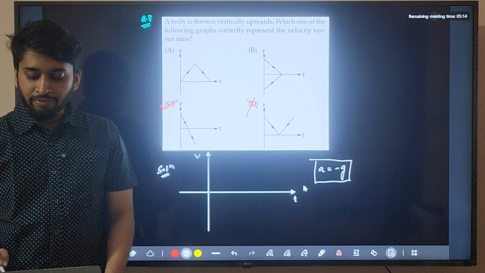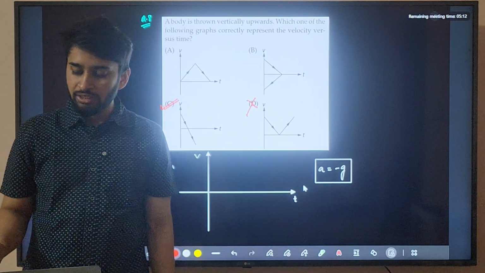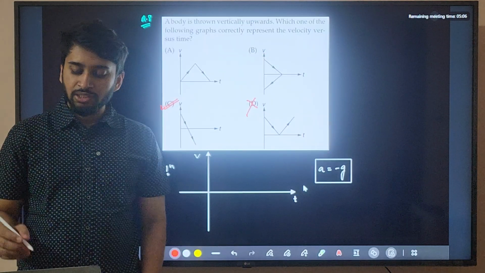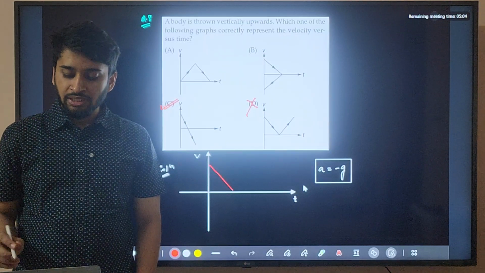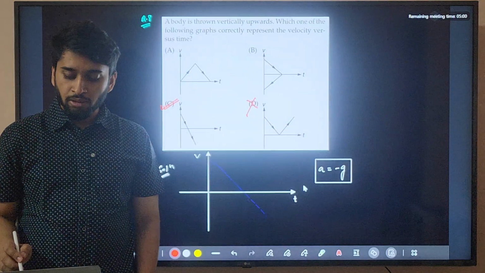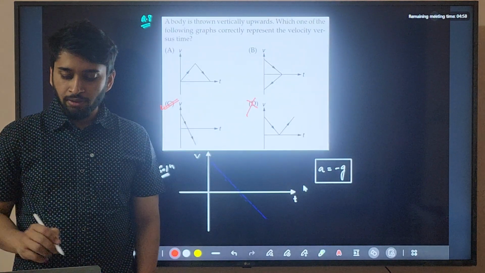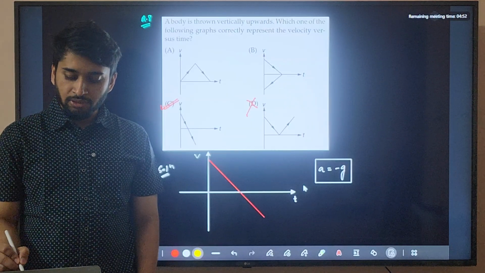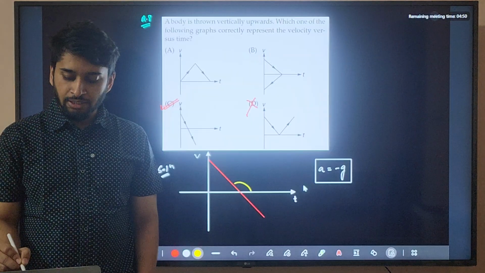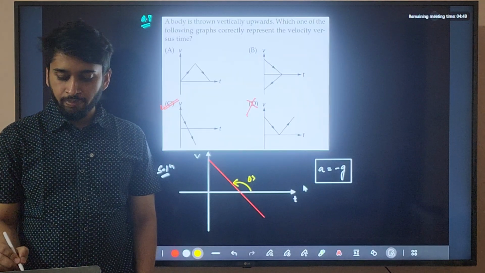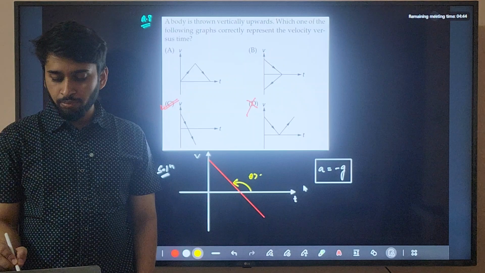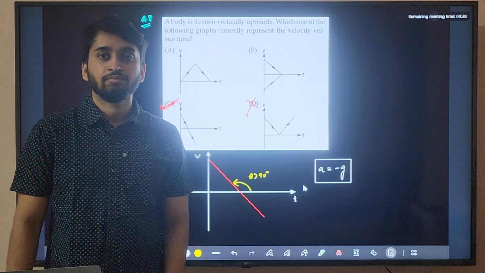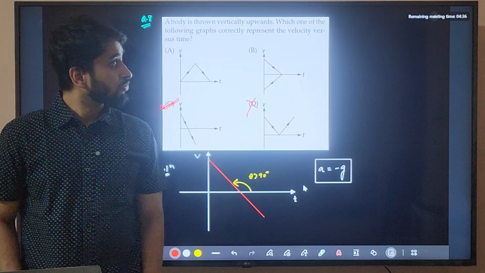negative constant. So if acceleration is a negative constant, how will the velocity time graph be? If acceleration is constant, the velocity time graph will be a straight line, and negative constant means it will be a straight line making an obtuse angle all the time, right? So this graph will be the answer. This is velocity, this is time, and at any instant the angle should be greater than 90 degrees. It should be an obtuse angle. So the answer will be option C, which is correct, right? Clear? Great. Let us go for the next one.